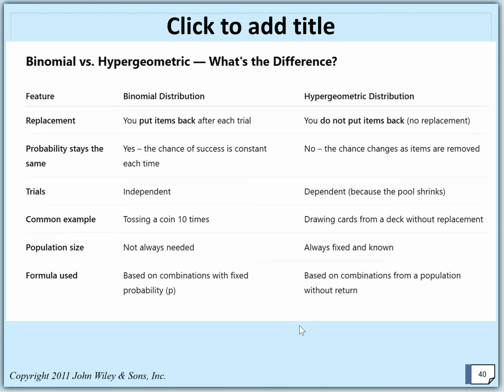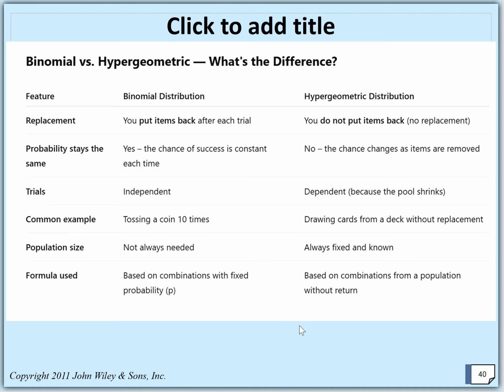A common example is tossing a coin 10 times. You toss a coin, you say heads or tails, toss it again. You're not taking the heads out of the coin. And then drawing a card from a deck without replacement. Let's say you have 4 suits, hearts, spades, diamonds, and whatever the 4th one is. You say, I'm going to draw 1 card and I'm just interested in suit. Out of 52 cards, we have 13 cards per suit. If I take out a spade, then I only have 12 spade cards left. So the probability of getting another spade has reduced. So that is a common example.